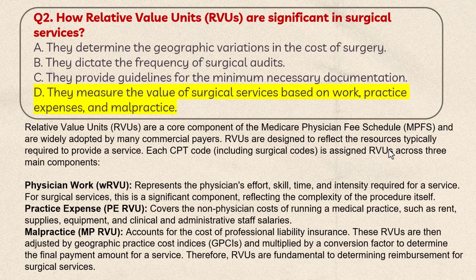Practice expense covers the non-physician costs of running a medical practice, such as rent, supplies, equipment, and clinical and administrative staff salaries. Malpractice accounts for the cost of professional liability insurance. These RVUs are then adjusted by geographic practice cost indices and multiplied by a conversion factor to determine the final payment amount for a service. Therefore, RVUs are fundamental to determining reimbursement for surgical services.